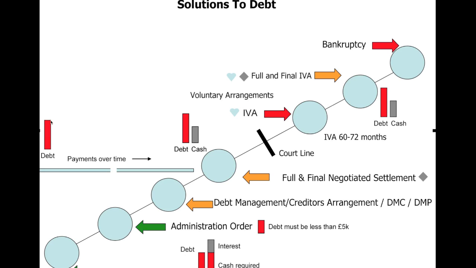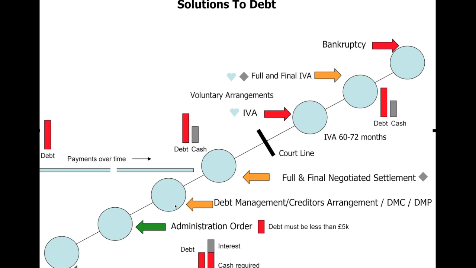So if you get the debt, you see the debt here on the left hand side, and you roll it out over a period of time. Remember, I use the analogy of like Play-Doh or dough, and it just stretches it out and out and out and out. So the payments reduce, but the time increases.